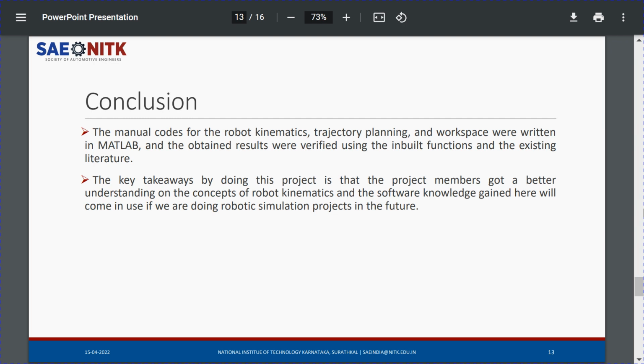To summarize everything that we have done, the manual codes for the robot kinematics, trajectory planning, and the workspace were written in MATLAB, and the obtained results were verified using the inbuilt functions and the existing literature. The key takeaway from doing this project is that the members got a better understanding of the concept of robot kinematics.